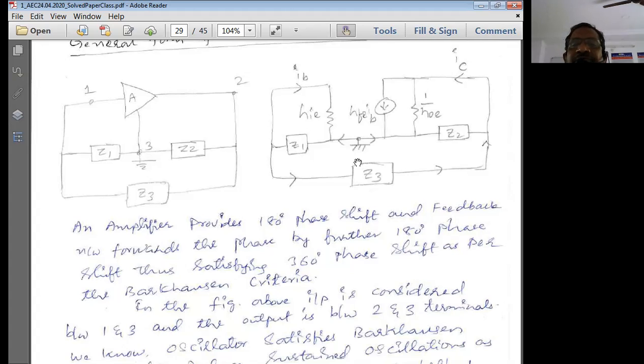Okay. Now, what are the directions of the currents going to be? The current is coming from the emitter to the ground. From ground, it is going into the base, IB, like this. And from here, the current is going like this, and it is coming like this. Now this current which is coming here flows through Z3, and it is dividing into two parts here.